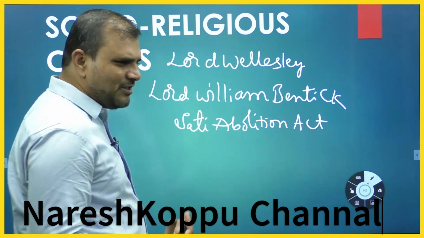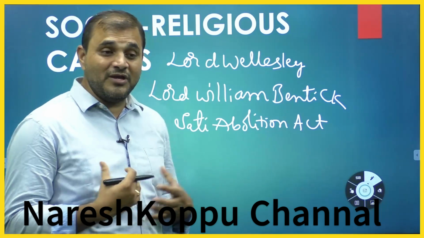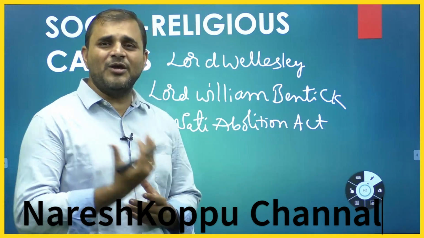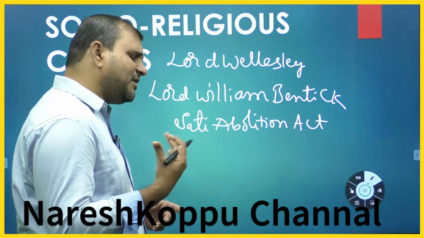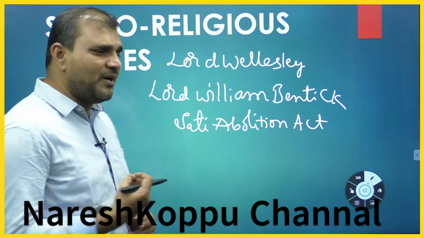Majority conservatives, traditional people rejected the Sati Abolition Act. We need the Sati system. For centuries, we have been following the Sati system. Who is the British to involve in our culture and our society? So they revolted against the British.